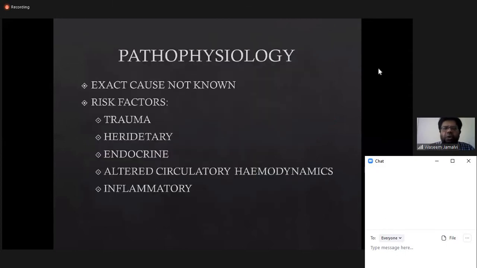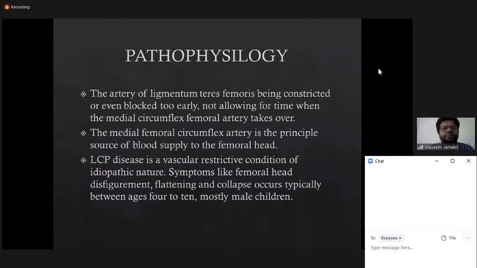The pathophysiology of this disease is basically unknown, but sometimes it is because of early closure of the ligamentum teres. The certain risk factors of this disease are certain inflammatory conditions, hemodynamic states like altered circulation, endocrine disorder, heredity, or trauma.